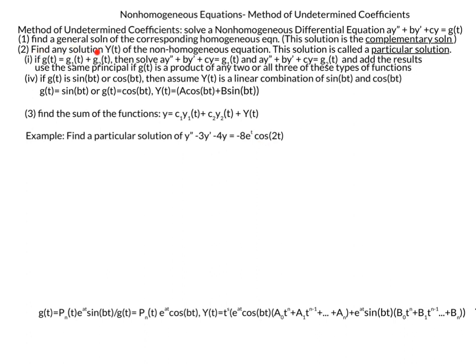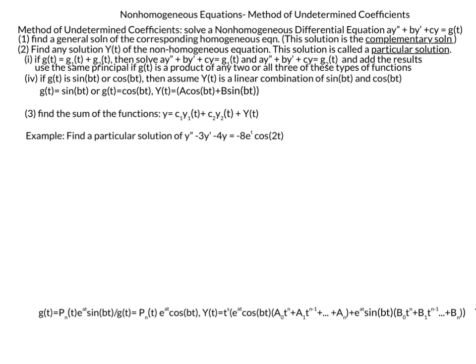And what we're going to use is this portion, bullet point number 1, in finding capital Y of t, the particular solution, which is: if g of t is a sum of 2 functions, one might be an e of t, one might be a cosine of t, then we solve each individual one, and then we add the results. We'll do an example of this in particular soon. But also, if g of t is a product of any 2 or 3 of all these types of functions, that is exponent, cosine, sine, or polynomial, then we use the same approach.